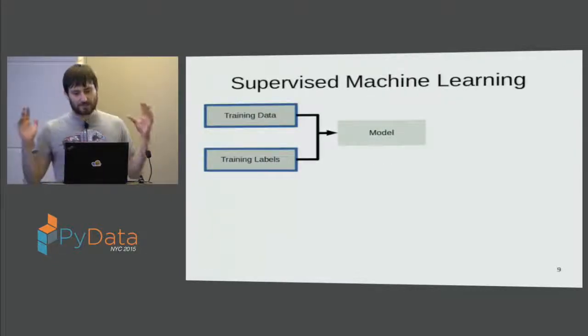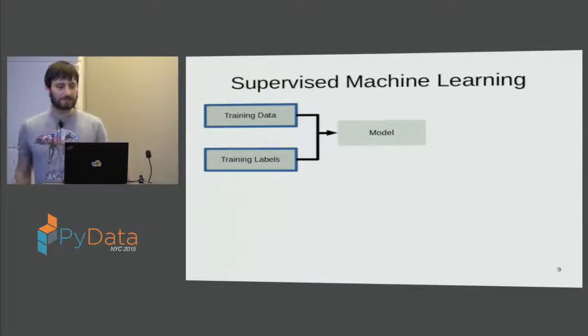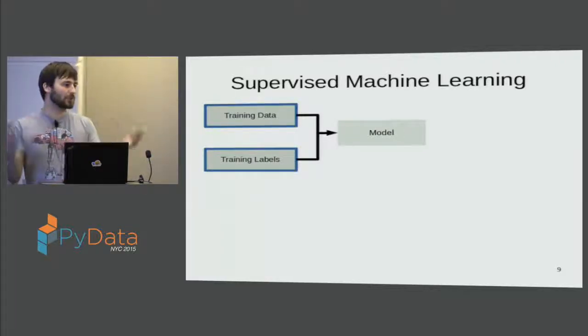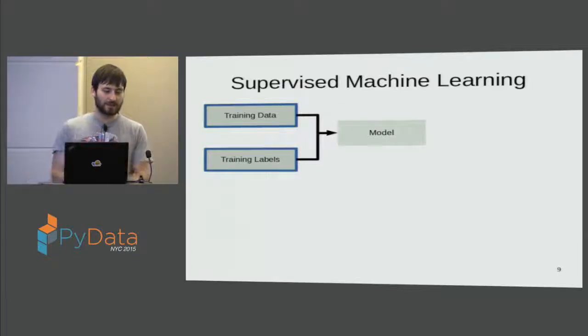So this is the main paradigm of supervised learning. As I said, you start off with some training data and some training labels. So your data could be a huge corpus of emails, and the training labels are whether they are spam or not. And you use these together to build the machine learning model.